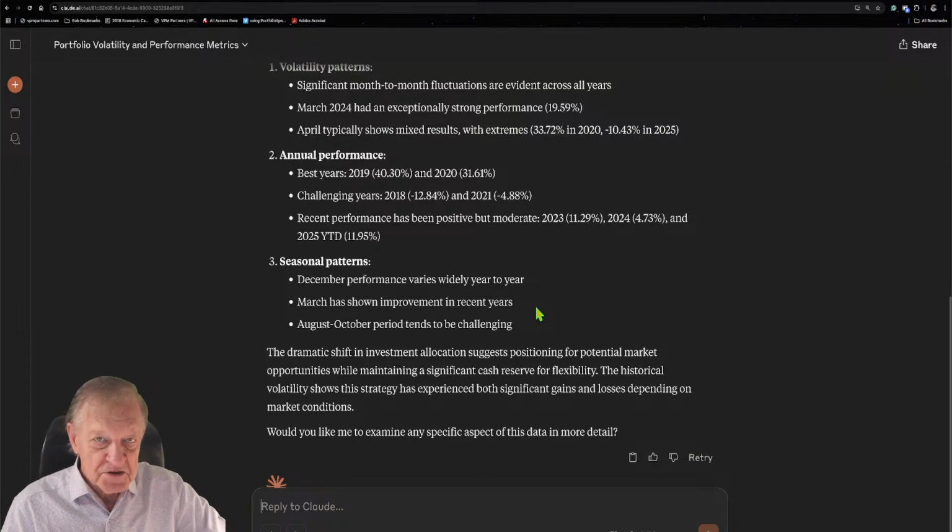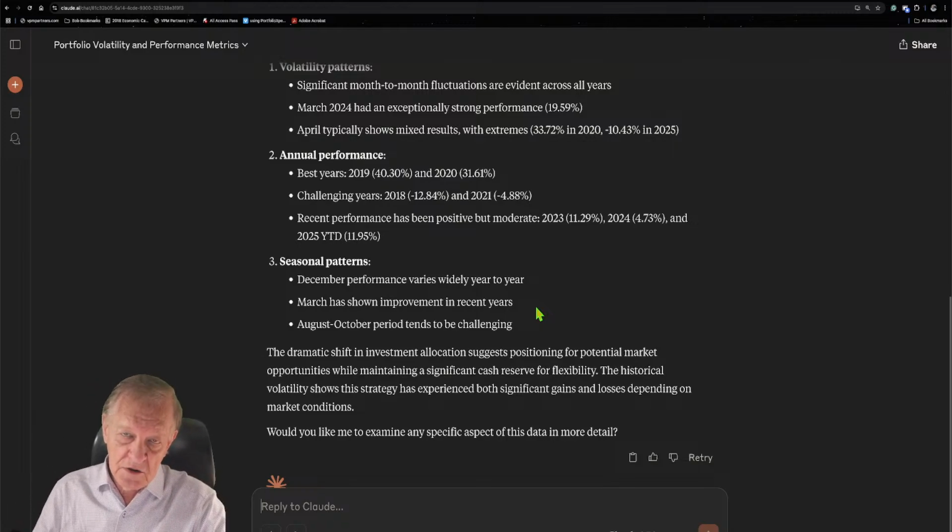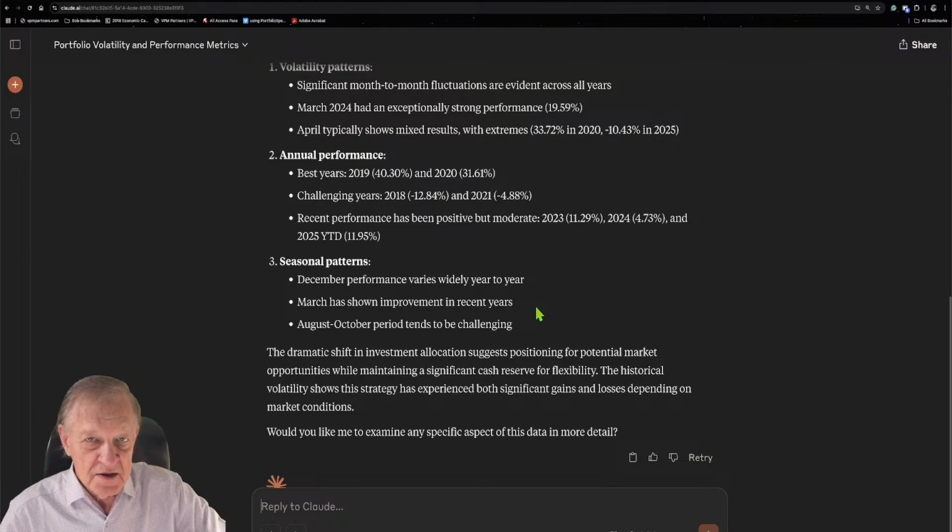It looks like December performance varies year to year. But you can start to dig into this, and this is my point of what AI is doing for us. When I get through this whole series, you're going to be better than 90% of every paid mutual fund and ETF manager that exists.